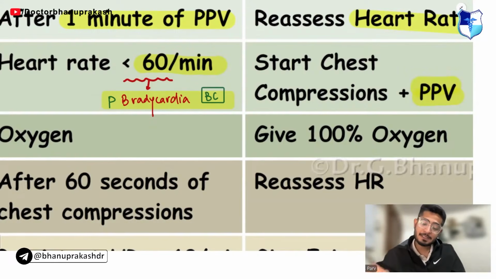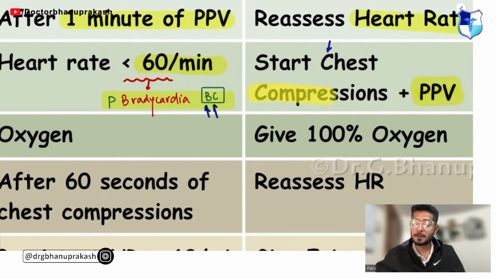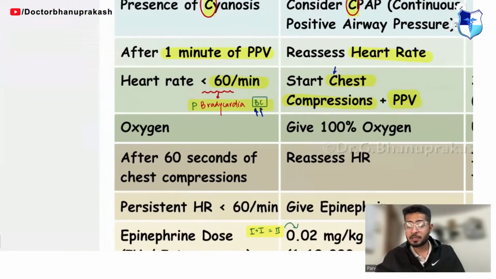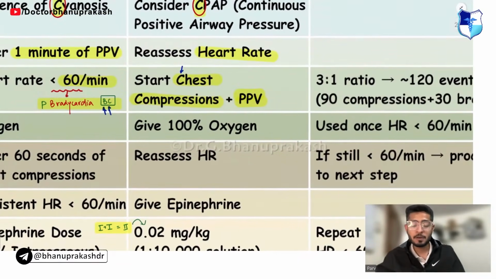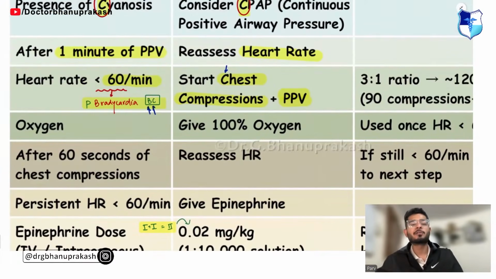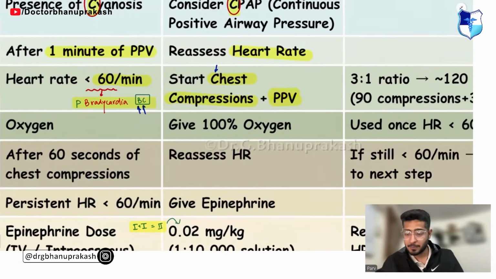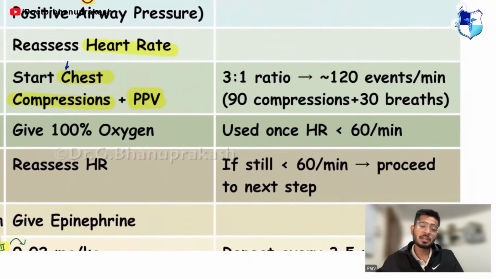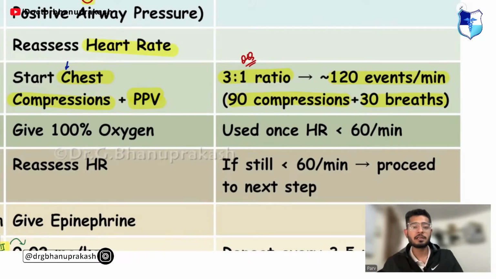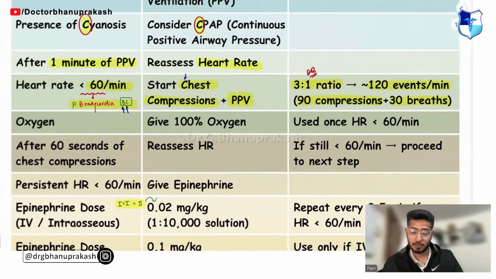And of course, B and C are close. So B and C. C for what? C for chest compression. This is another thing you have to remember. If heart rate is less than 60, you have to give chest compressions. You have to start with PPV. And you know that the ratio of chest compression to PPV is 3:1, 120 events per minute: 90 compressions, 30 breaths. This is a potential area for questions. You have to understand this.